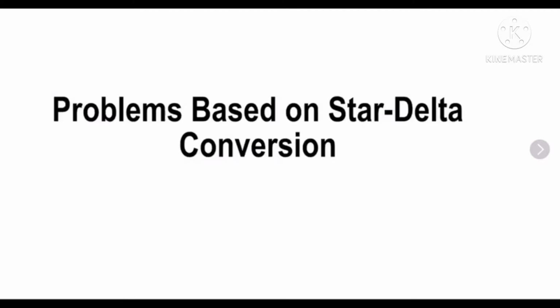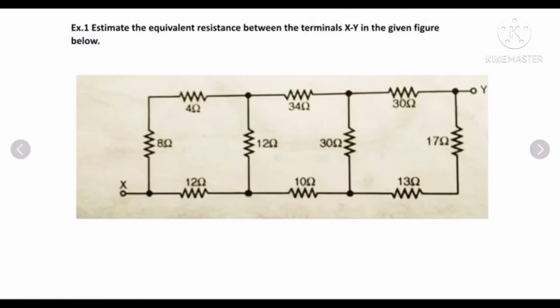Okay, so today we are going to solve a few very simple problems based on star delta so that you can get an idea about the problems and how to apply your concept. Our very first problem is to estimate the equivalent resistance between the terminals X, Y in the given figure below. So this is our figure.